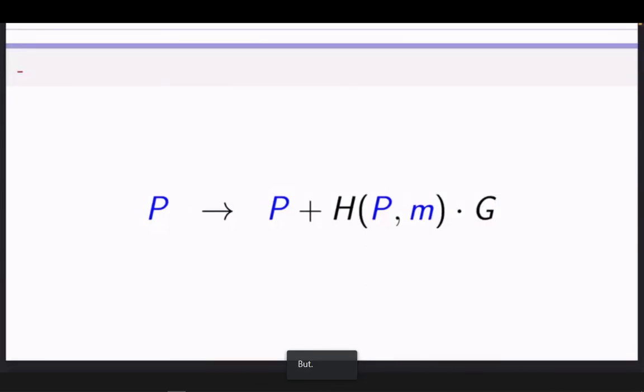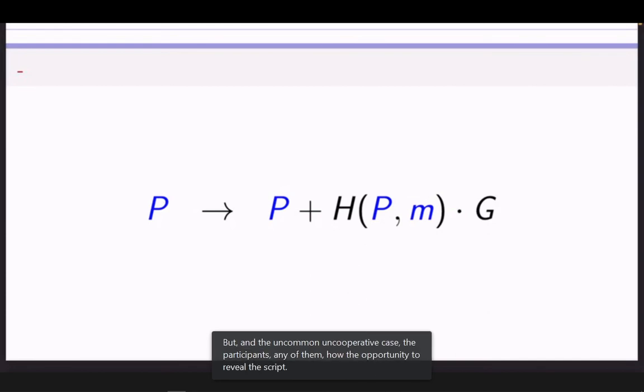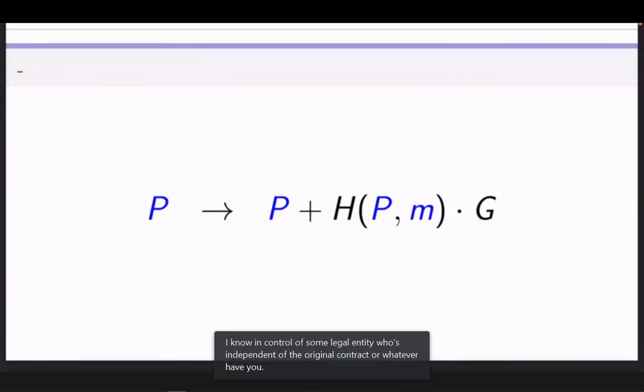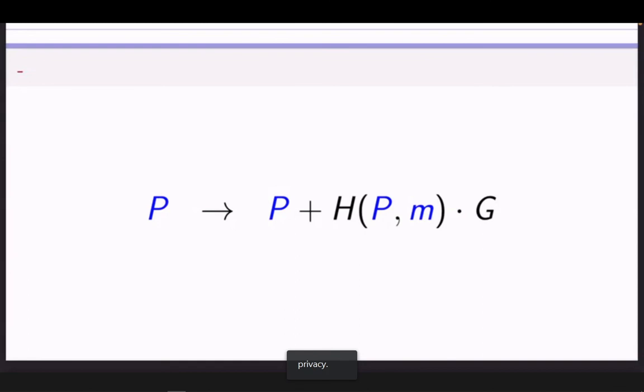But in the uncommon, uncooperative case, the participants, any of them, have the opportunity to reveal this script, which may contain a time-locked alternate policy, saying that some cold key should now be used to move the coins, or saying that the coins are now in control of some legal entity who's independent of the original contractors, or whatever have you. The participants have the opportunity to reveal this script, which hopefully is guarded by a time lock to discourage them doing it too quickly. Because if they cooperate, it's better that they use a cooperative path because it's cheaper and smaller and better privacy. But they can reveal this alternate script.